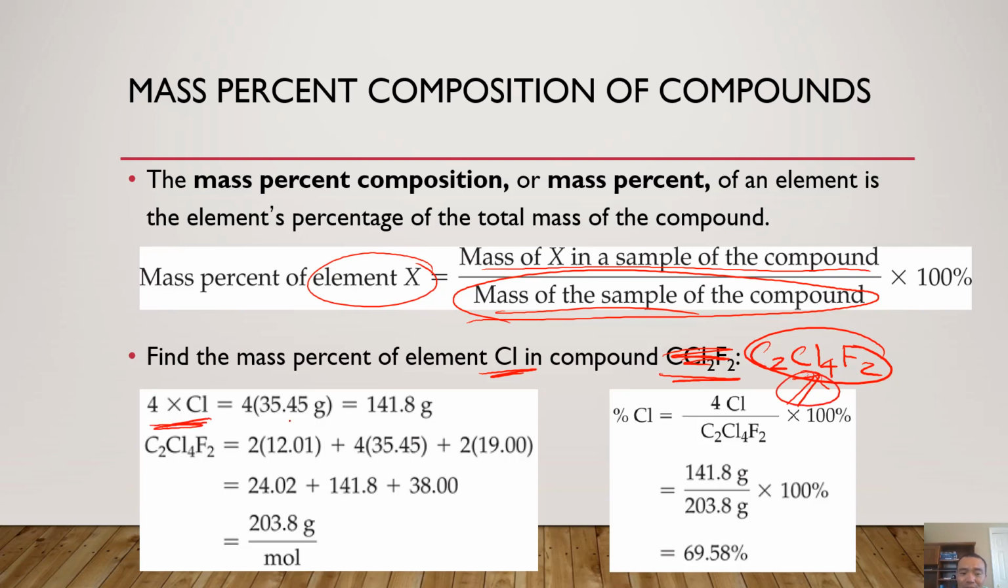You calculate the total atomic mass for 4 chlorine. Each chlorine is 35.45. You add it together. Now you calculate the total for the formula. But in this formula you have 2 carbon, 4 chlorine plus 2 fluorine. You add it together. Then you do the division between the two. So 4 chlorine divided by the whole formula times 100%. That gives you the correct percentage. Keep the correct number of sig figs, 4 sig figs in this example.